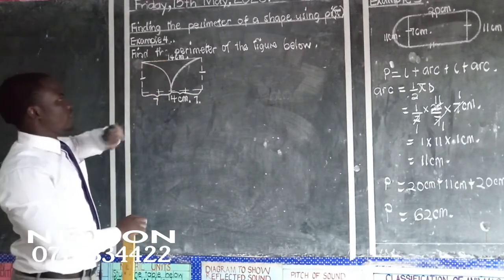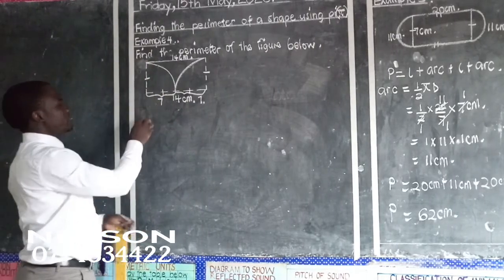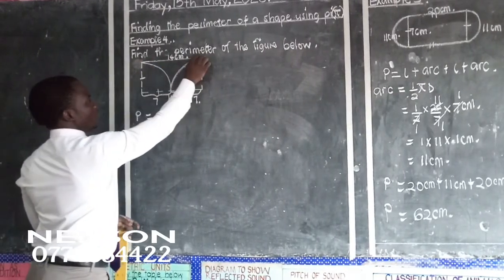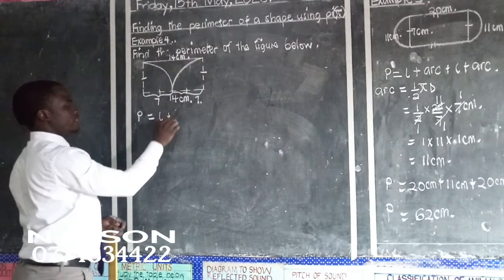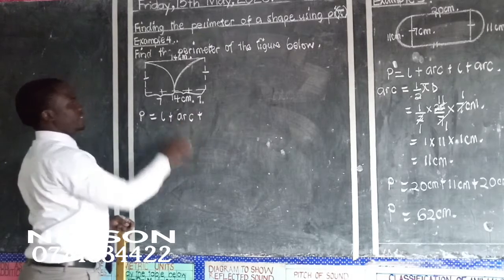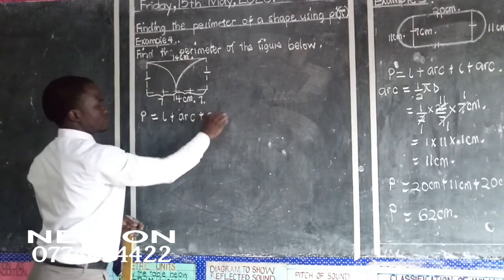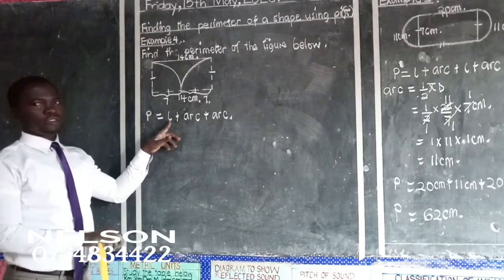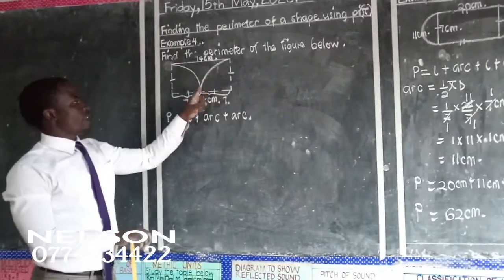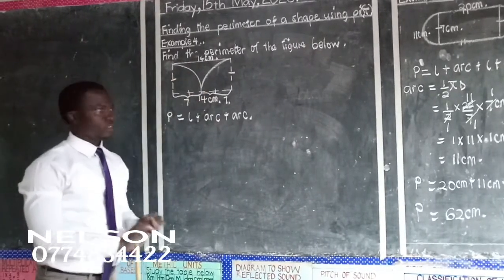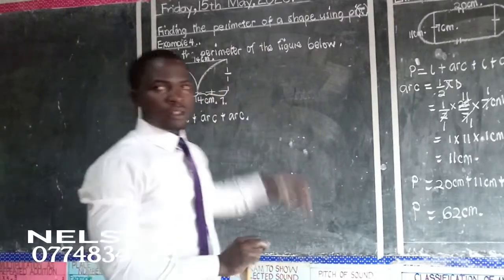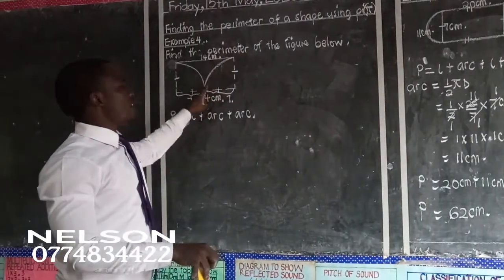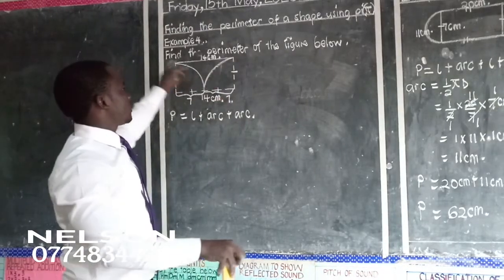So when you want to find the perimeter of these thick lines, we shall say perimeter of this figure is equal to length, this length here, plus this arc, plus this arc, plus another arc. The length is already there. It is here. We don't have this arc and we don't have this arc. This arc here and this arc, they are the same. So just find the length of one arc, then the measurement you get will also be the same as the measurement for the other arc.